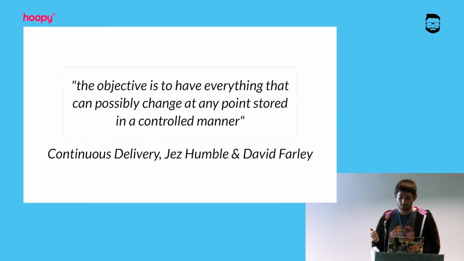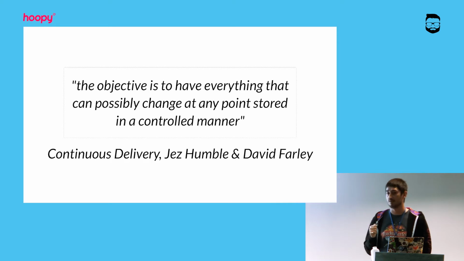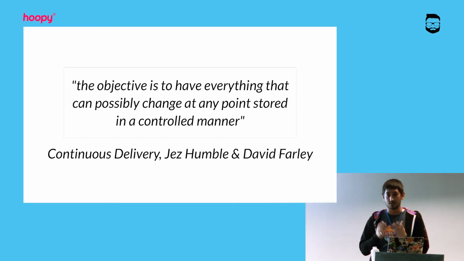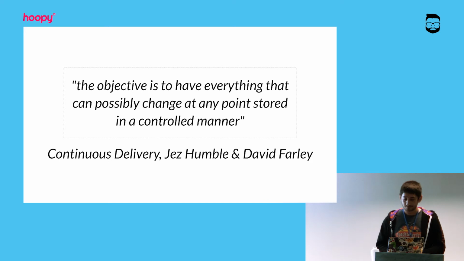In the continuous delivery book, it's described as: the objective is to have everything that can possibly change at any point stored in a controlled manner. This is obviously the end goal because there are so many things that can change. For instance, there can be things like DNS, what version of the application you're deploying, all the dependencies. There are loads and loads of things that can change, but to get to the end state, you need to actually start practicing config management.